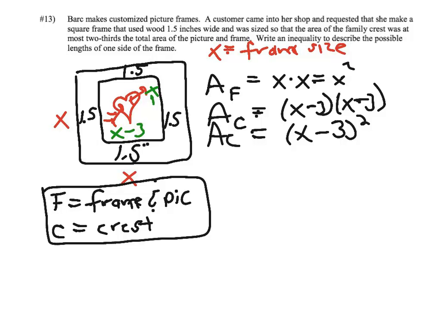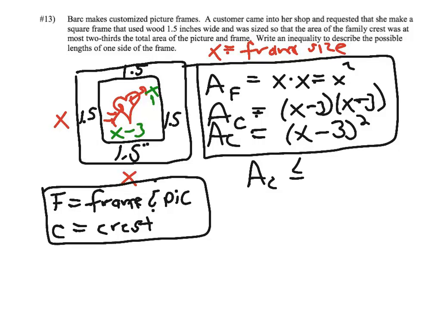So, we got the area of the frame, the area of the crest. Let's get to the hard part, what I think is the hard part. It says the family crest was at most, so the area of the crest was at most less than or equal to 2/3 the total area of the picture and frame. So there's your equation. Area of the crest was at most less than or equal to 2/3 the area of the picture and frame, which I have F for frame.